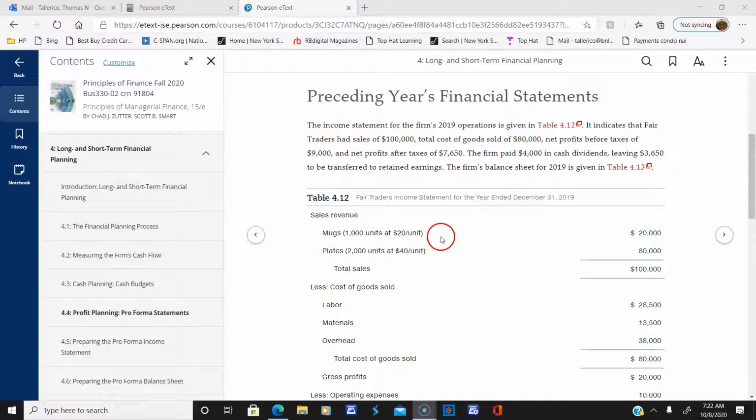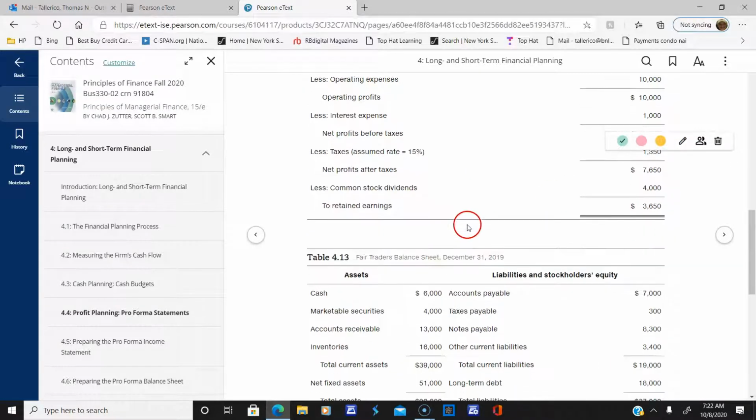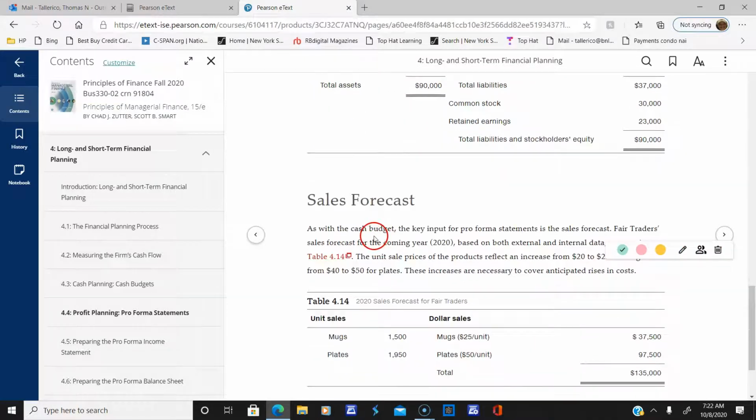So this is the income statement. Here's your true income statement that you know about, and we've also got the true balance sheet. So we know these 2 items from the previous year. Everyone clear about that? Now when we want to forecast what's going to happen, remember the word forecast means we don't know. We're taking a shot. We're looking into the crystal ball.